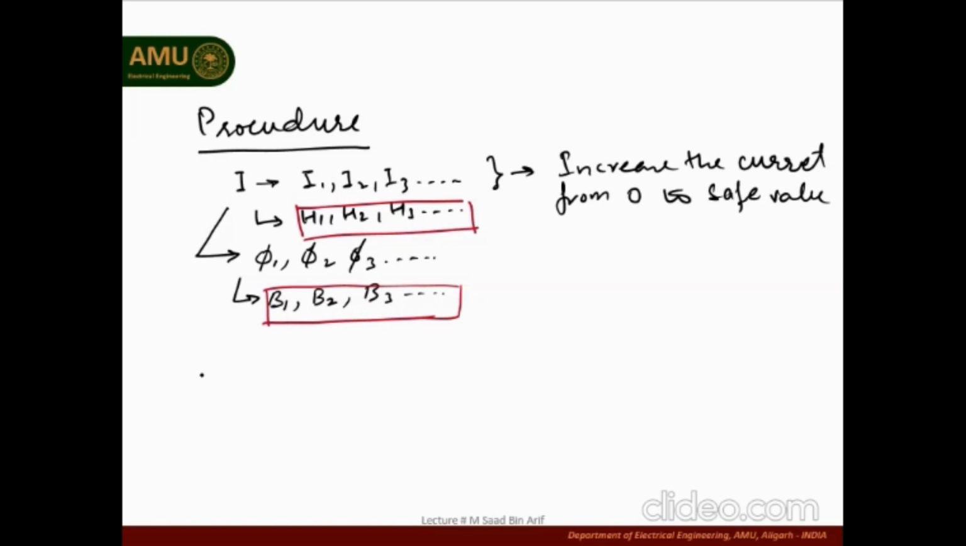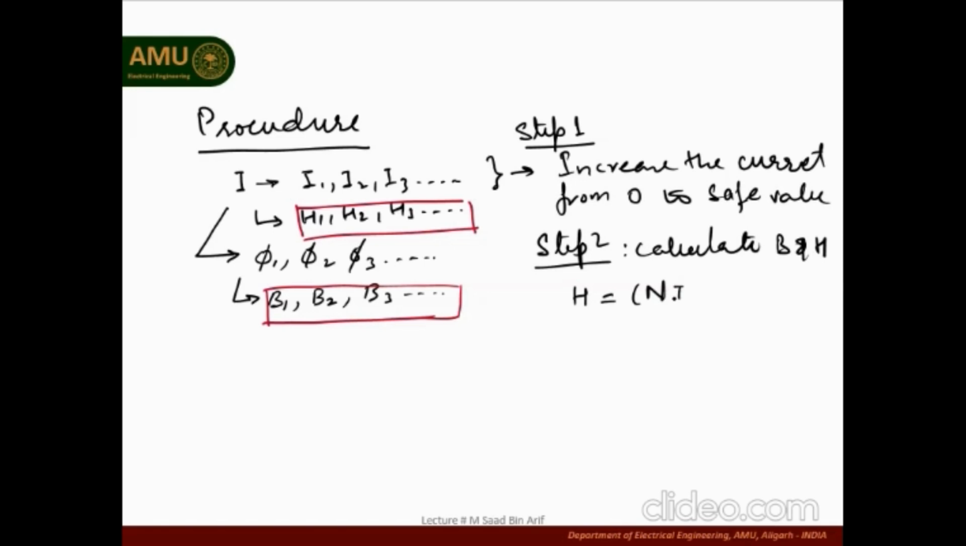This is the step. Increase current. This is step 2. Calculate B and H. We will calculate H from N I upon L, and B from phi upon A. Now, once we get the values of B and H, just tabulate them in the table.